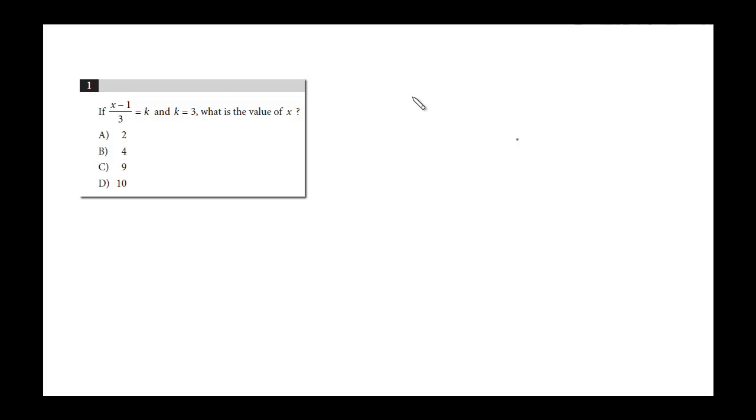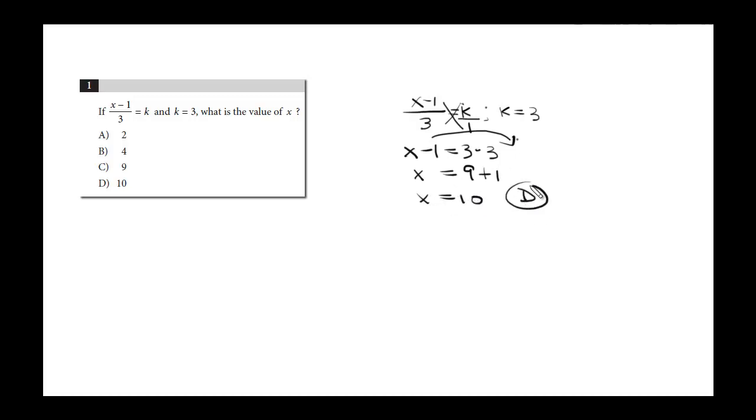So the first problem says (x minus 1) over 3 is equal to k, and we have to find the value of x when k is 3, right? So we can cross multiply. Here we have that x minus 1 is equal to 3 times k, that is 3 times 3. Therefore x is equal to 9 plus 1, 10. So the correct answer is D, 10.